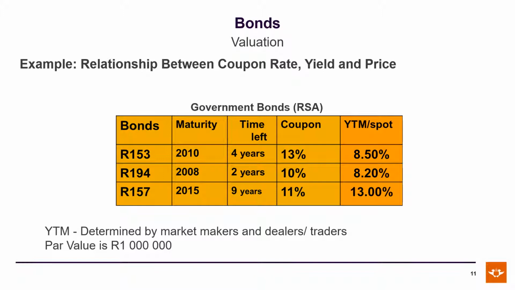The same applies to the R194, where the yield to maturity is 8.2% and the coupon is 10%, but the R157 would trade at a discount, because essentially you're buying a bond with a coupon of 11% at a time when yield to maturity is 13%. If you'd taken your R1,000,000 and bought a bond at this time, you would get a yield to maturity or a coupon rate around 13%. So the R157 would trade at less than R1,000,000. You can do the actual calculations, but you will see that it will work out.